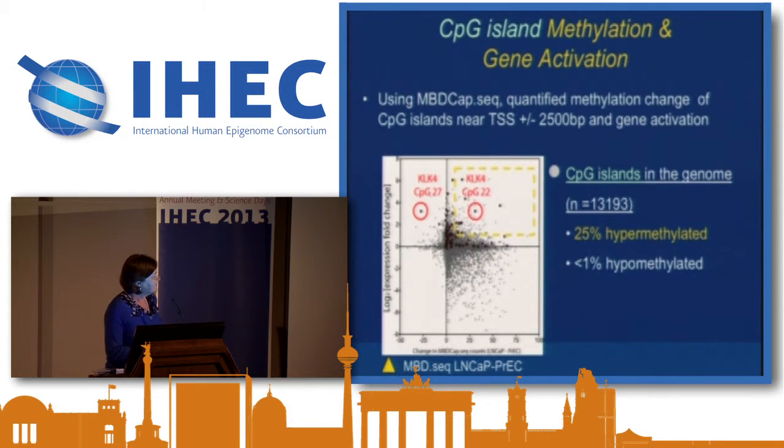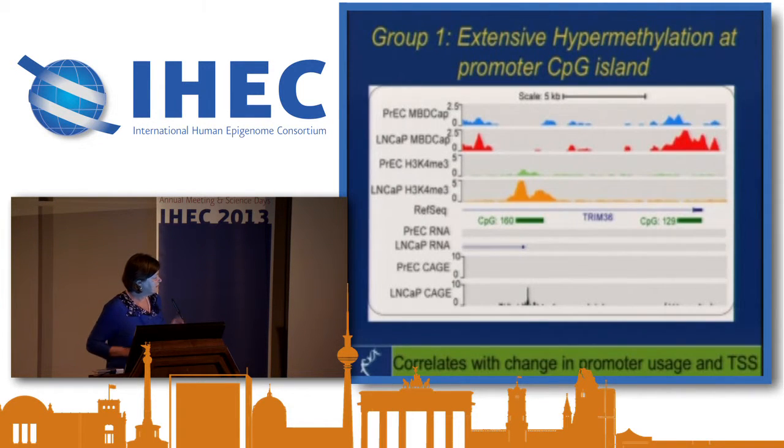So that explained this one gene. Then we thought, well, what is happening with all the rest of these CpG islands that gained methylation and gained gene activation? So we looked at all of these CpG islands, and we could class them into 2 classes. The first group were CpG islands that gained extensive hypermethylation at the promoter CpG island, and this is just showing you an example of this, which is like the kallikrein 4 locus.